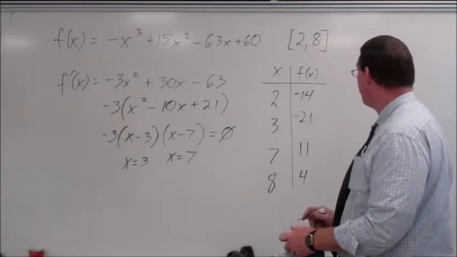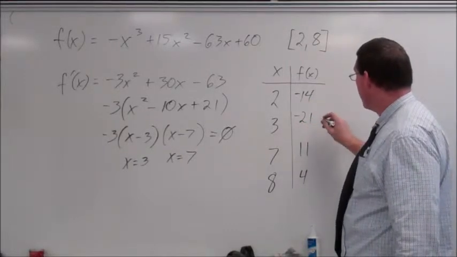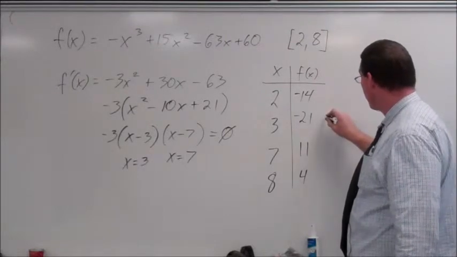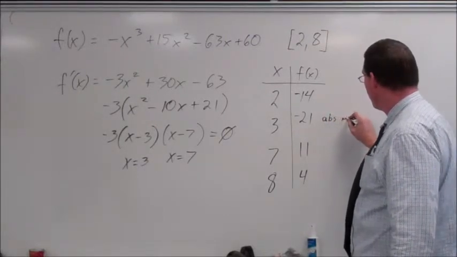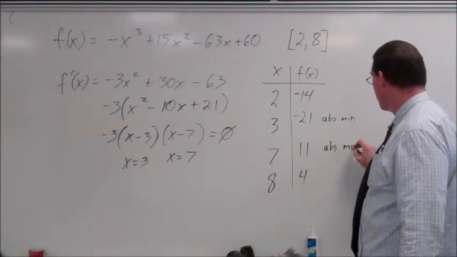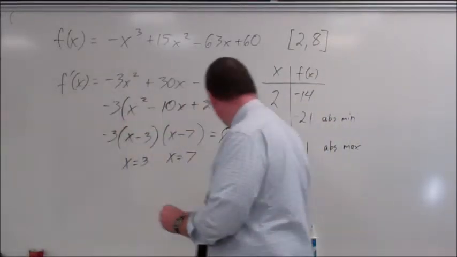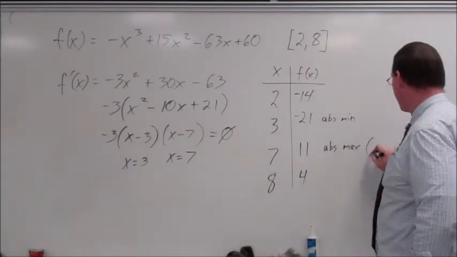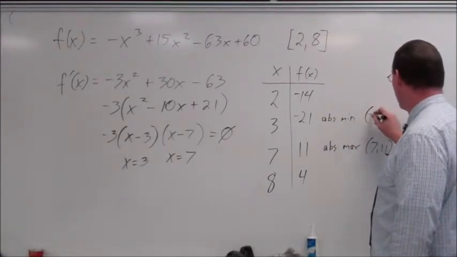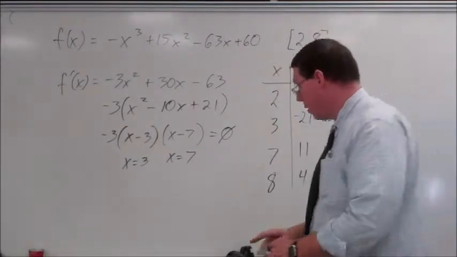Okay, so once I have the output values, it's very clear. This is the lowest value. Therefore, that makes this the absolute minimum, and the highest value is here at 7, so that is the absolute maximum, and that is all that this asks. It said to identify the coordinates. So absolute max at 7, 11, absolute minimum at 3, negative 21. And that is the first one.